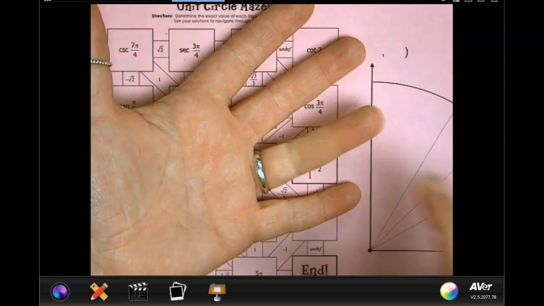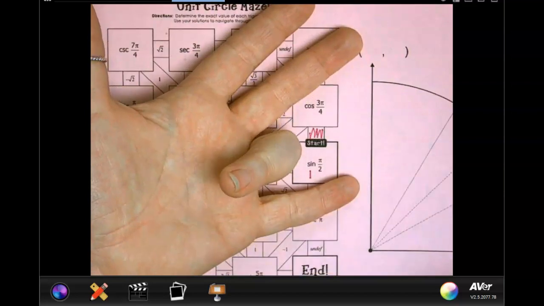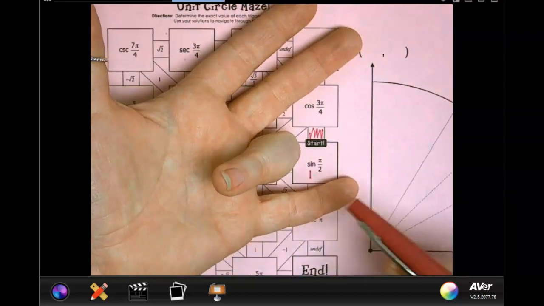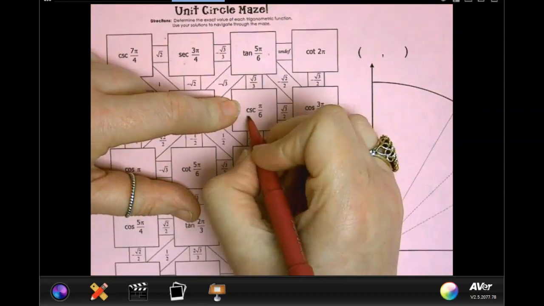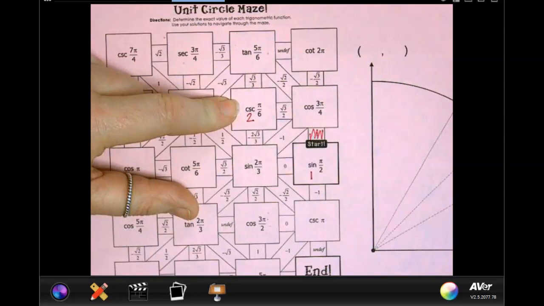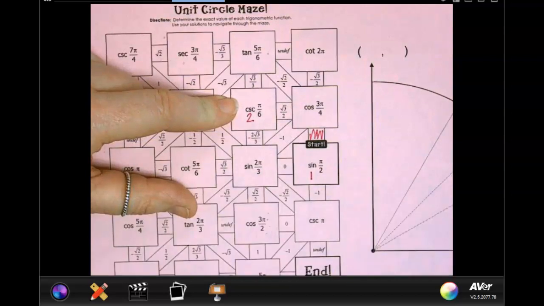I use my hand trick. This is pi 6. What is the sine of pi 6? 1/2. But I want the reciprocal of that. What's the reciprocal of that? 2. So your answer is 2. Do you see how you have to think through the process? There's not any written work, but there's a thought process that you have to go through and manipulate things.